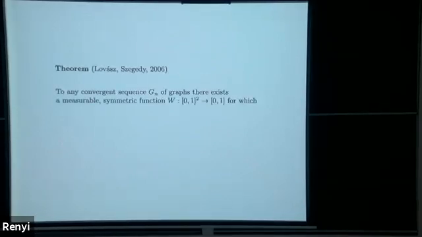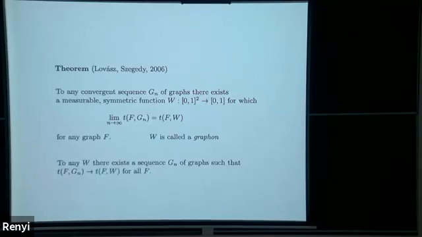And a theorem by Lovász and Szegedy from 2006 says that if you're given any convergent sequence G_n of graphs, so left convergent, then there exists a corresponding W, which is measurable and symmetric, which represents this limit for any graph F, and this is what we call a graphon. So a graphon is a measurable symmetric function W from the unit square to [0,1]. And the interesting part is that this closure of finite graphs under this metric, being the space of all graphons, is this statement here: to any such symmetric measurable function, there exists a sequence of simple graphs that converge to it.